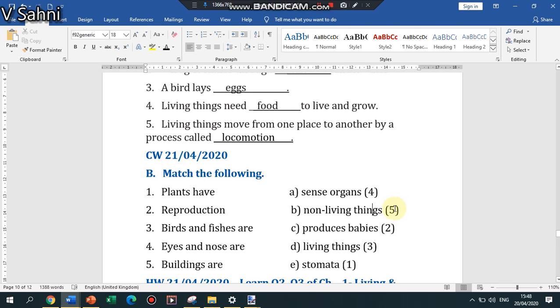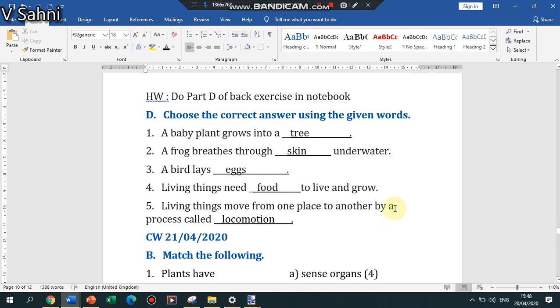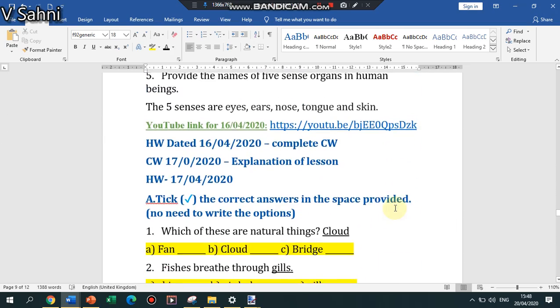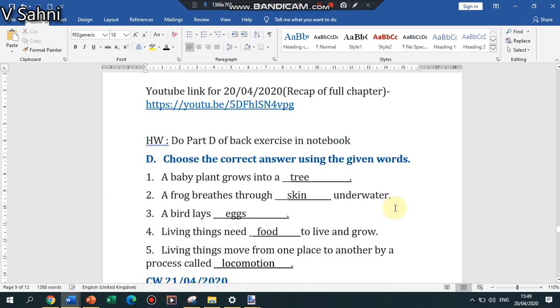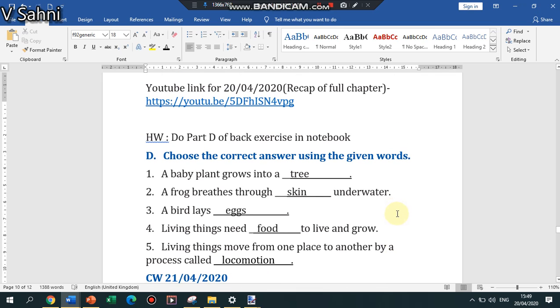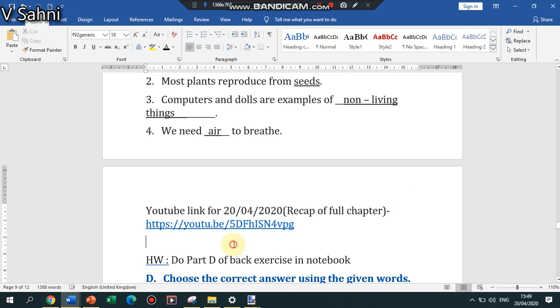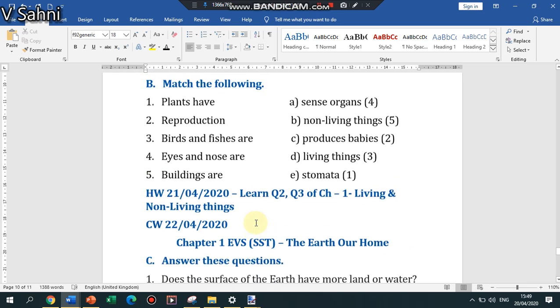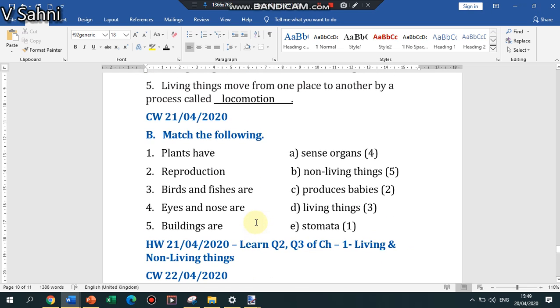So I have taken you through all the notes. This is the end of this chapter. So we have done C, D part and A part, and this B part we have done today. All right. Now obviously you have to start learning the question answers and the back exercises. This is the first way of how to approach an EVS chapter. Okay. See, in the EVS chapter, I'll tell you again.